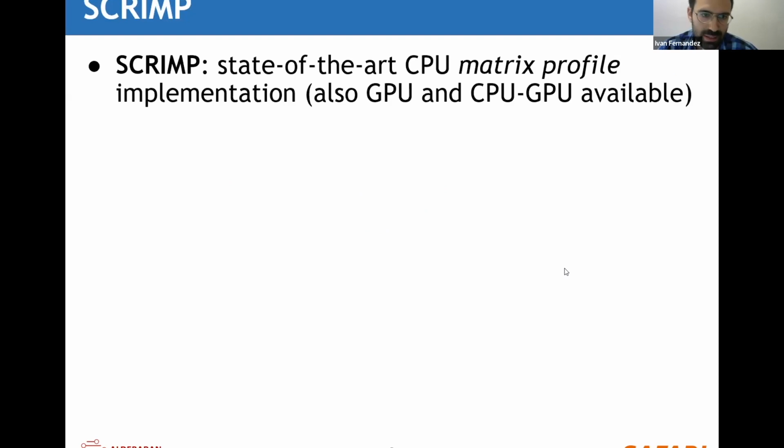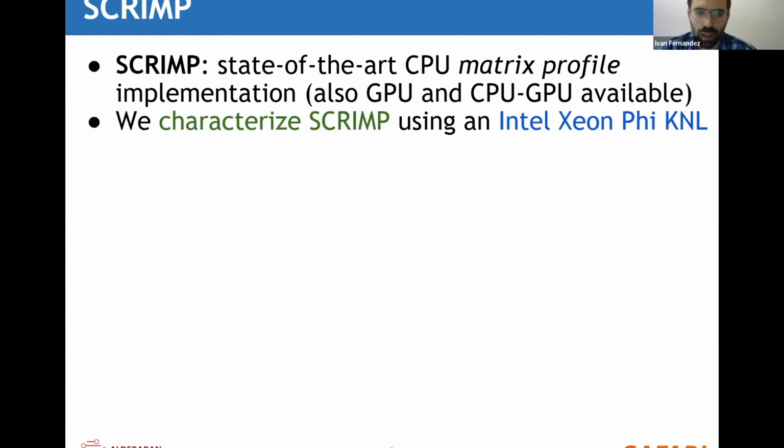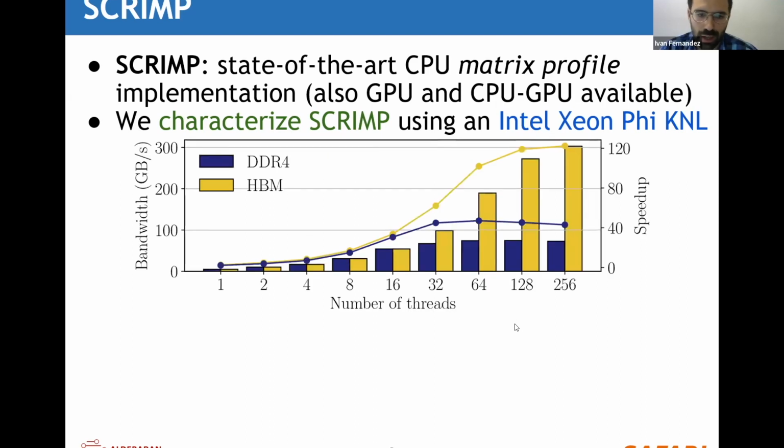Nice. So SCRIMP is the state-of-the-art CPU matrix profile implementation, but there are also GPU and heterogeneous CPU and GPU versions available. And what we do in this work is to characterize SCRIMP using an Intel Xeon Phi 7250 KNL. To do so, we check the scalability of the algorithm by increasing the number of threads using two different memory technologies. And what we can see in this plot is that when we use a slower DDR4 memory, the performance of the algorithm doesn't scale beyond 32 threads, while if we move to a faster memory like the HBM1, we obtain higher speedup.